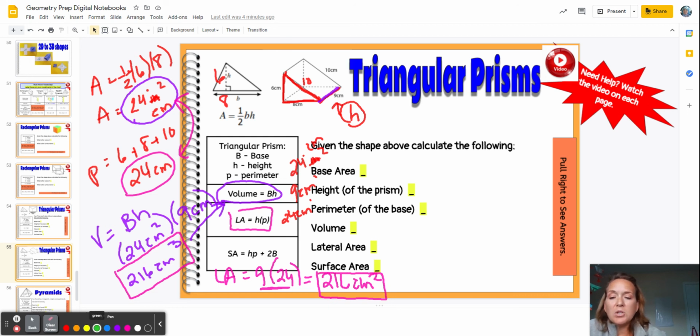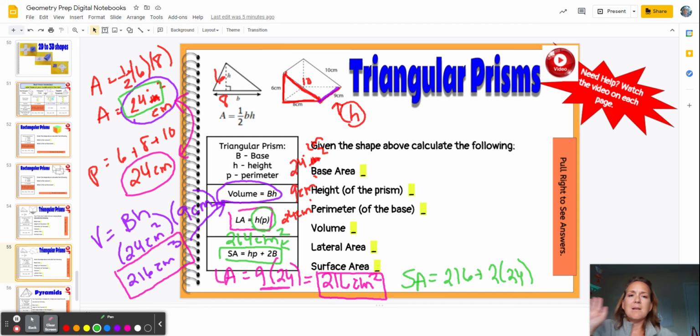Once we go on to the surface area, we need to take that lateral area that we got. So for surface area, we're going to do 216 and then the 2 bases. So our base was 24. So we're going to do 2 times 24. And 216 plus 2 times 24 is going to be 216 plus 48, which is going to be 264 centimeters still squared.